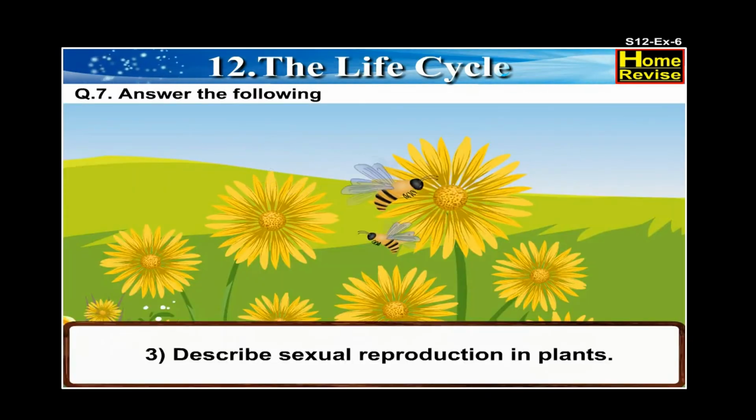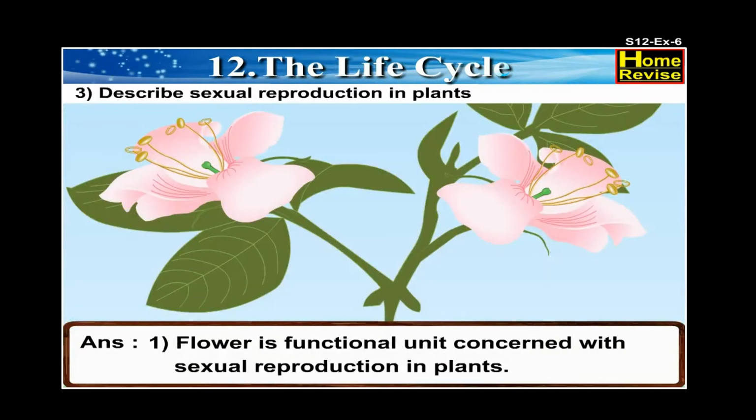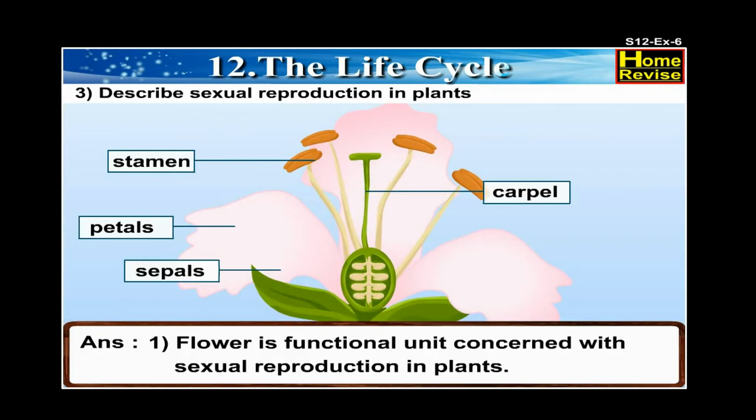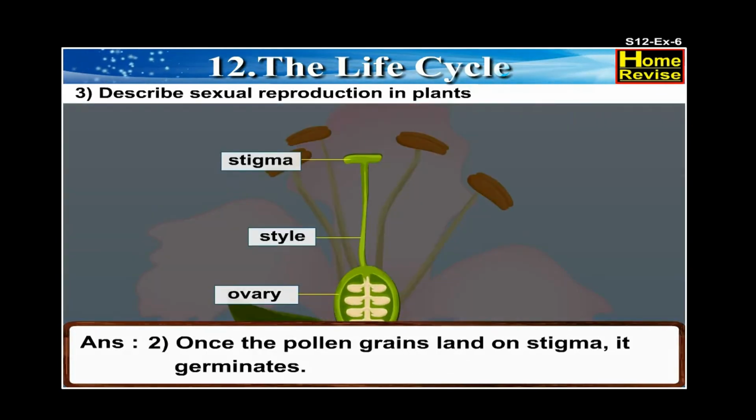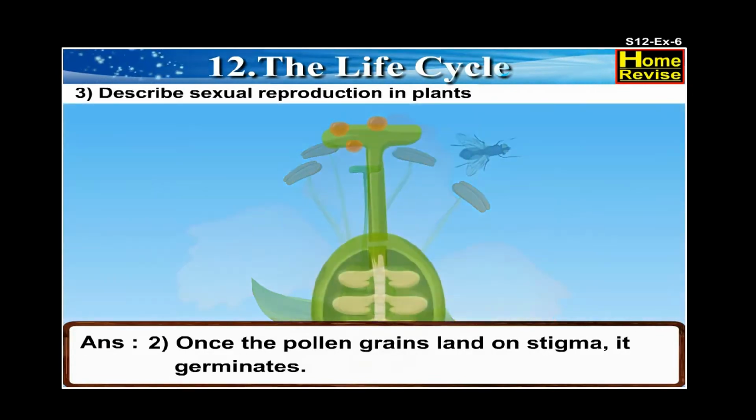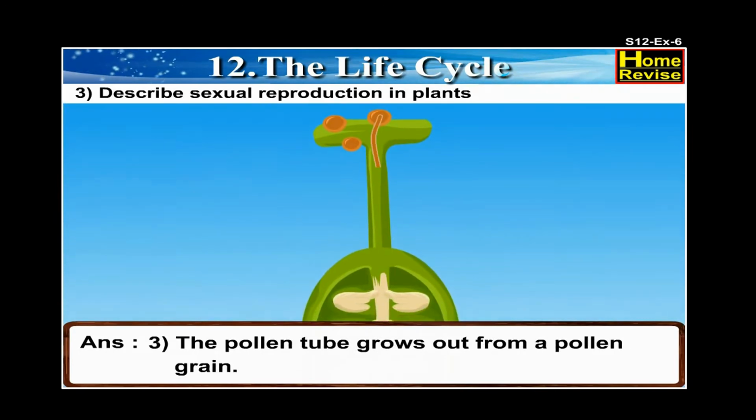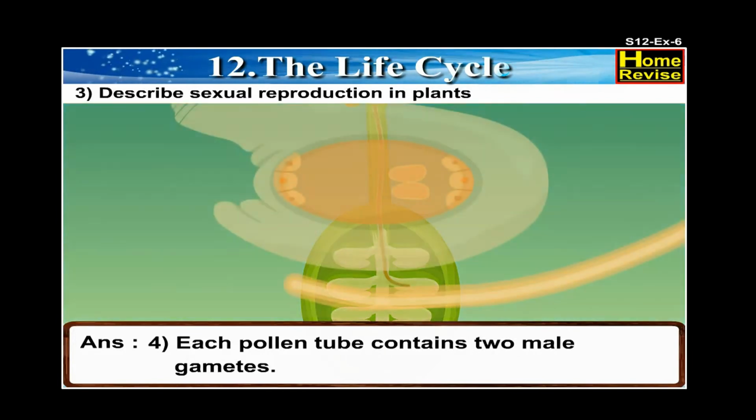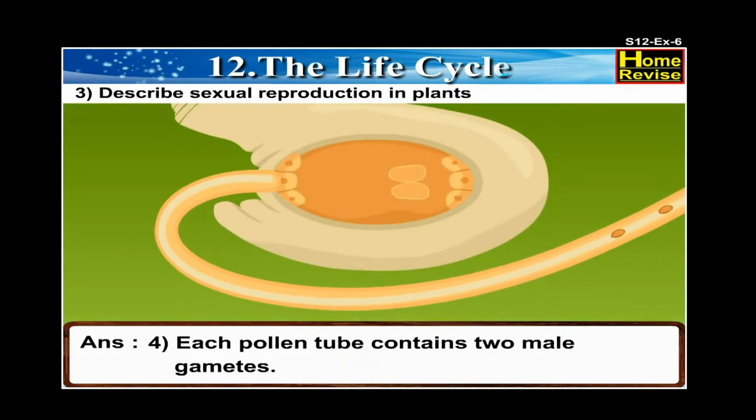Third, describe sexual reproduction in plants. Answer. 1. Flower is the functional unit concerned with sexual reproduction in plants. 2. Once the pollen grains land on the stigma, it germinates. 3. The pollen tube grows out from a pollen grain. 4. Each pollen tube contains 2 male gametes.